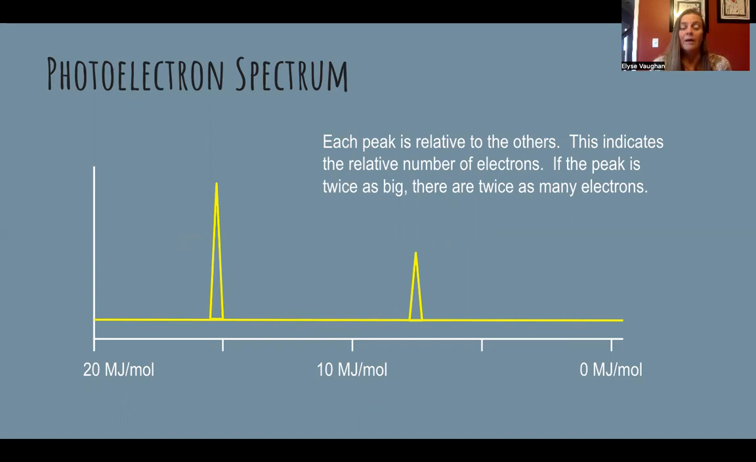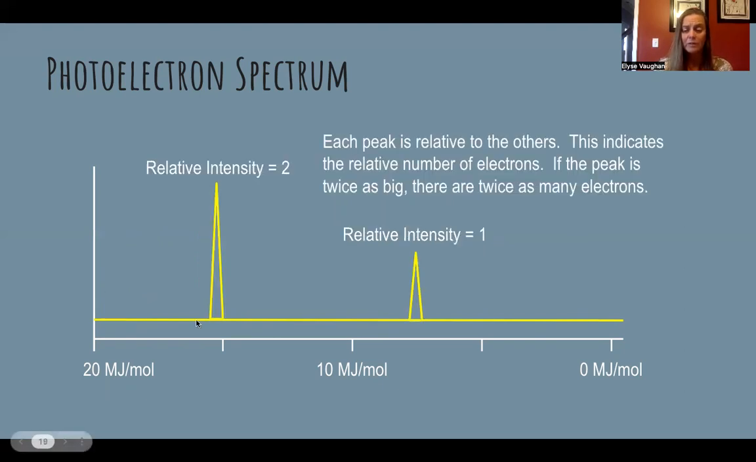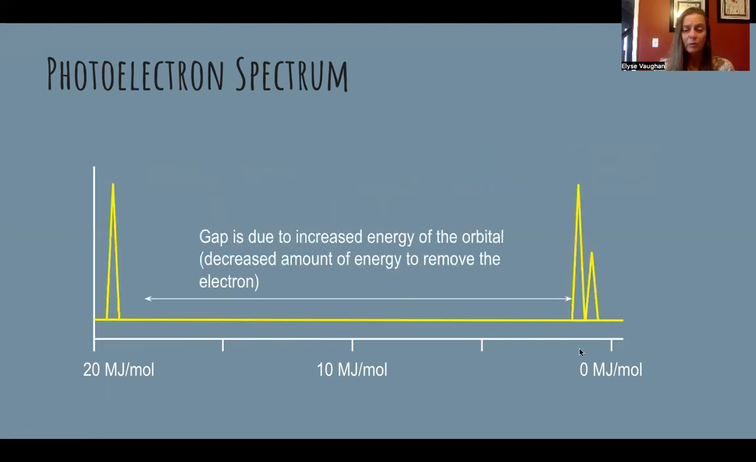The peaks are relative to each other. So this peak on the left is twice as big as the peak on the right, which means that there are twice as many electrons. So we have relative intensities. The bigger the gap between them, the bigger the energy difference between them. So you'll notice that this scale goes from 20 megajoules per mole down to 0 megajoules per mole. This one similar, but you can see a much larger gap here. You'll also notice the small peak and a larger peak, as well as another larger peak.